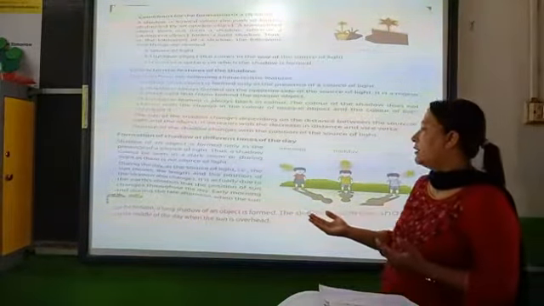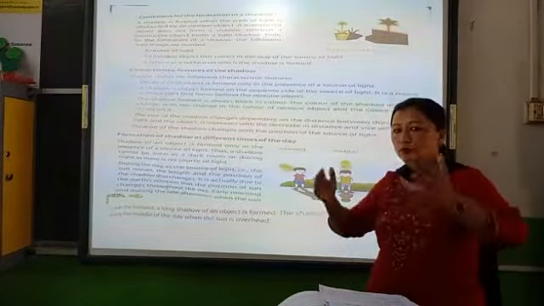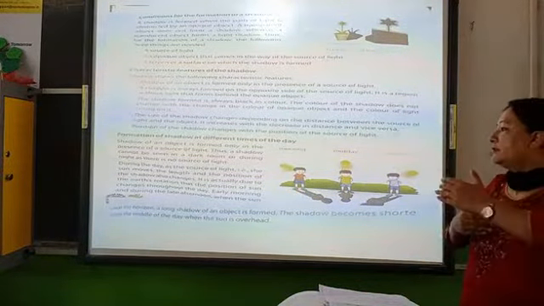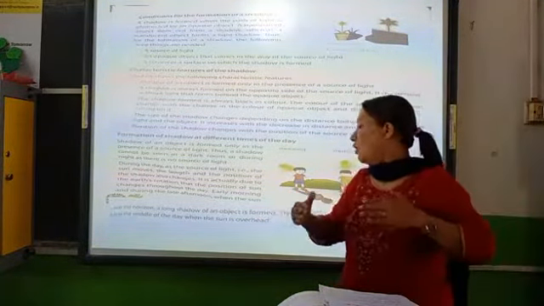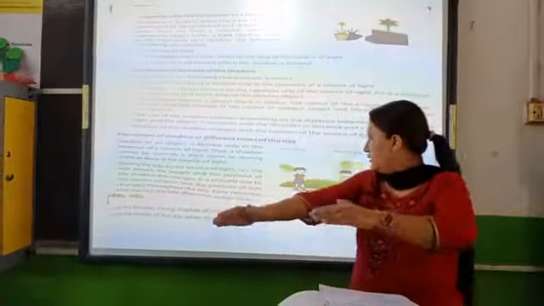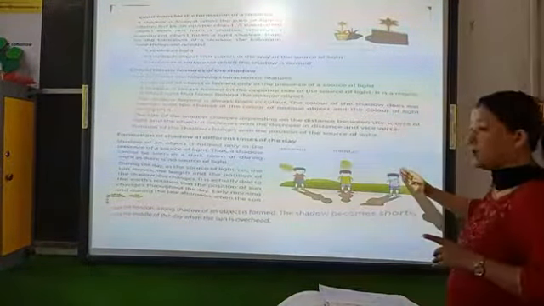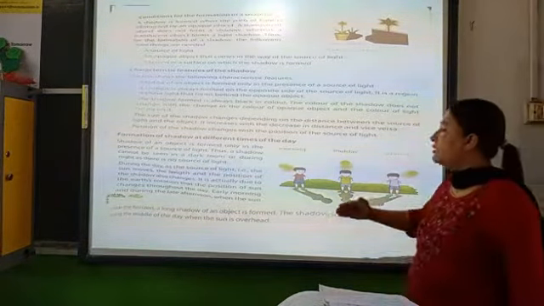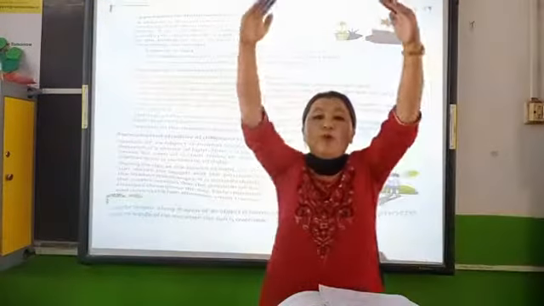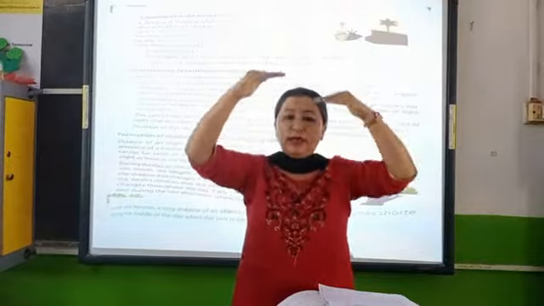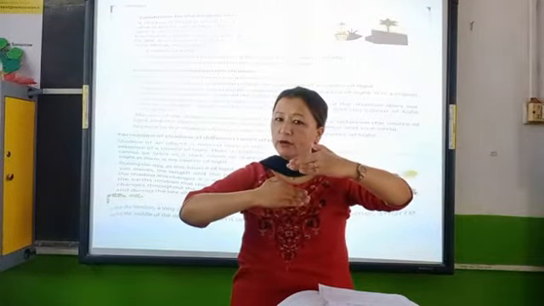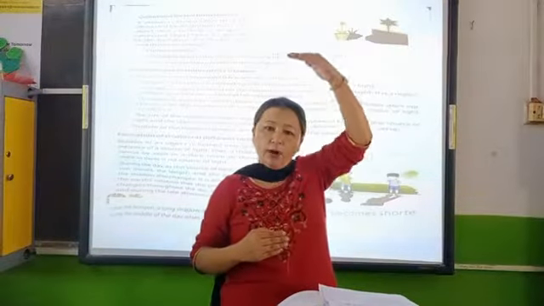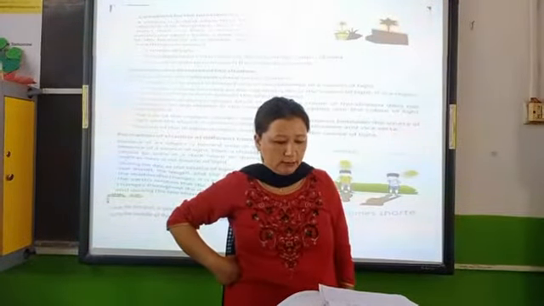In the early morning and during the late afternoon or evening, when the sun is near the horizon, a long shadow of an object is formed. You will see long shadows in the morning or in the evening. The shadow becomes shorter during the middle of the day when the sun is just above our head.